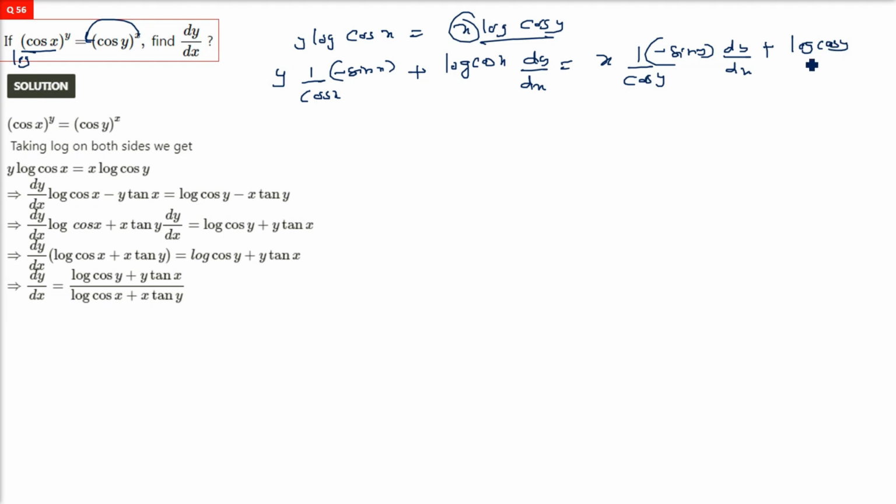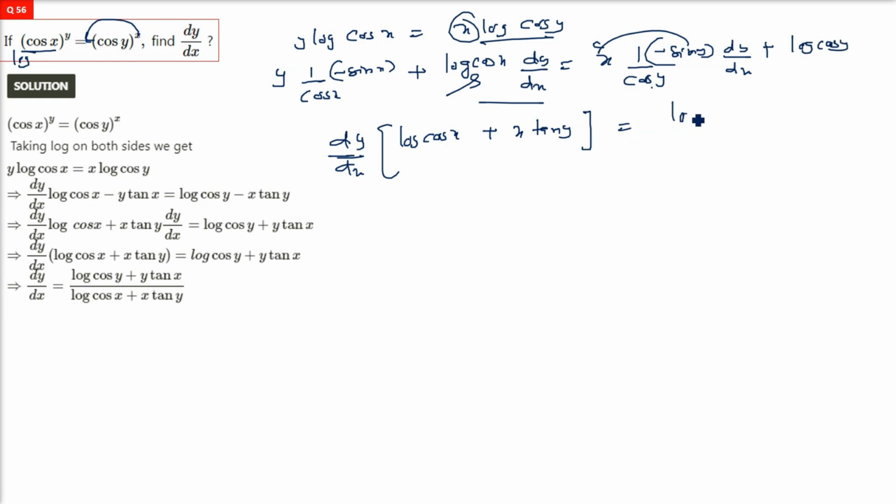Now the same thing, dy by dx on one side, others on the other side. So we have this dy by dx I am taking common. It will be log cos x. This will go on here, and since it is negative, it will be positive here. So x sin by cos is tan. You can write it as x tan y equals log cos y.